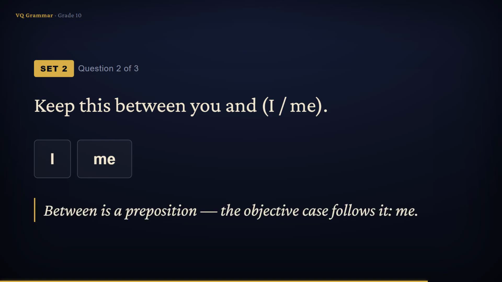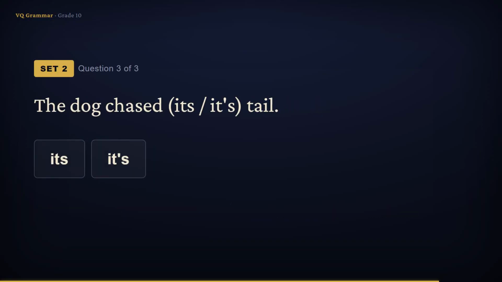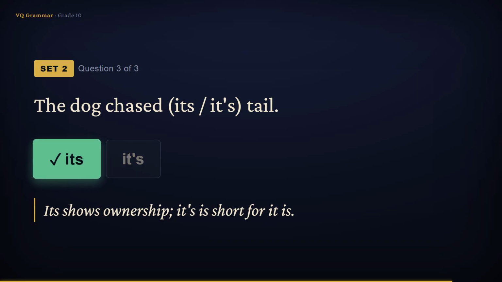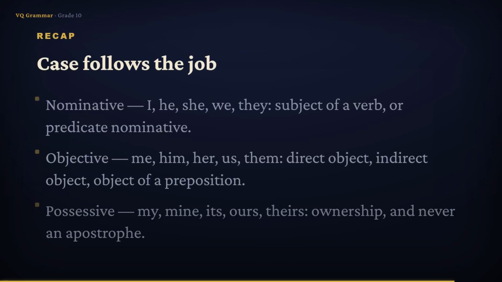You have heard between you and I 1,000 times, and it is still wrong every single time. Between is a preposition. A preposition takes an object, and objects are objective. The answer is me. The dog chased blank tail. Try the swap. It is tail. That is nonsense. So we don't want its with an apostrophe. We want the possessive its, no apostrophe, showing that the tail belongs to the dog. The answer is its.